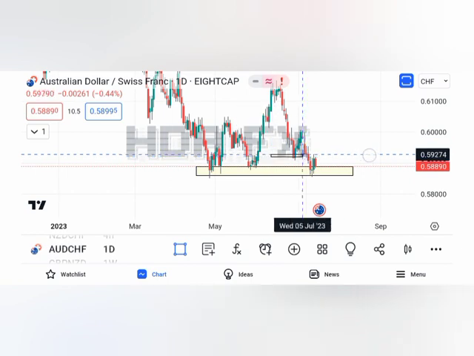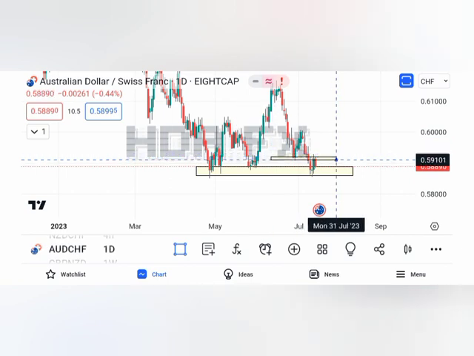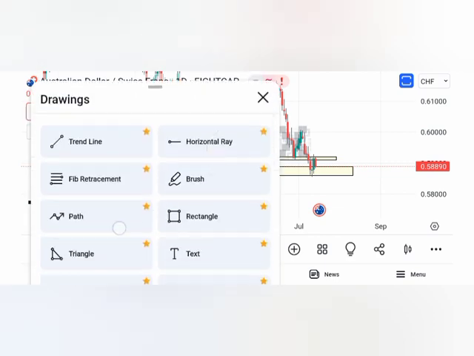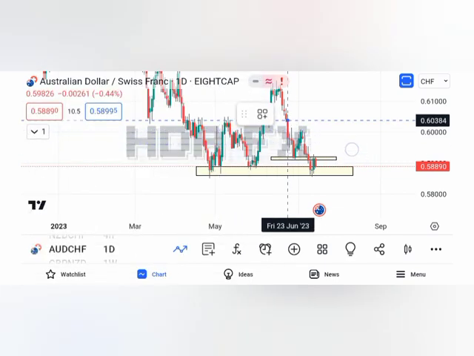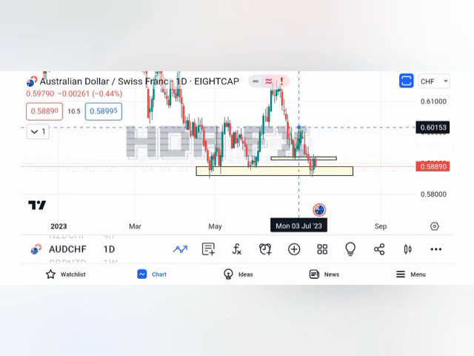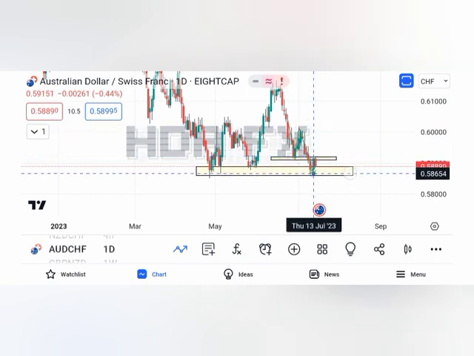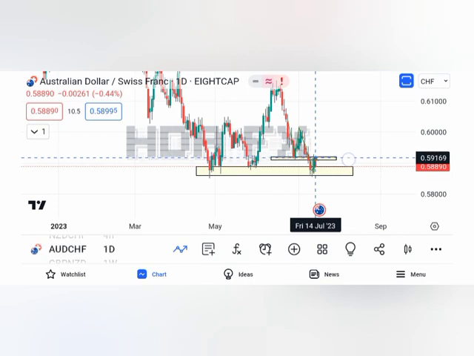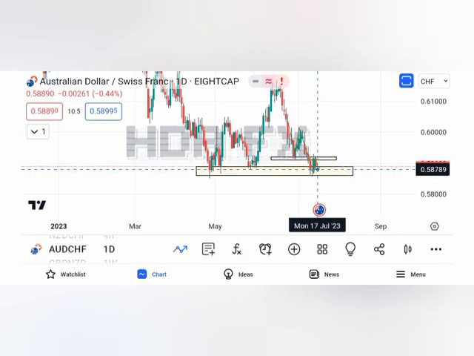You can see a structure that was broken, then later retested. So we can see that this structure was broken here. Now price gave us this move here, then started a correctional move here, then continued downwards, then price came to retest this structure, then continued downwards here. But let's move to the 4-hour time frame and study the price action there also.